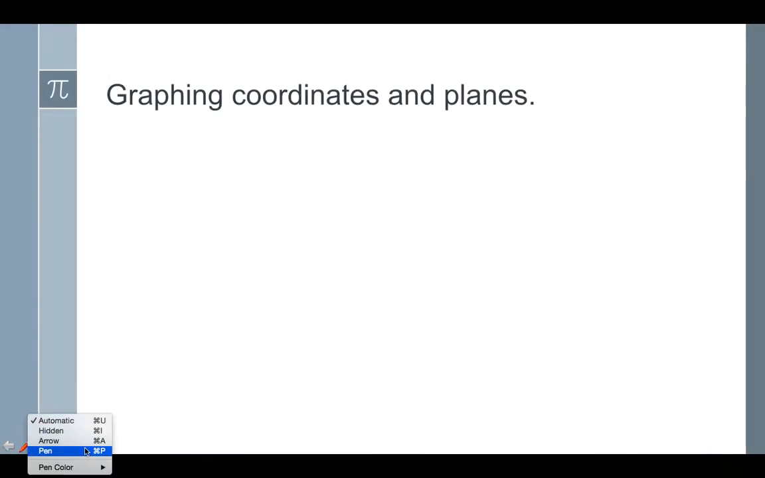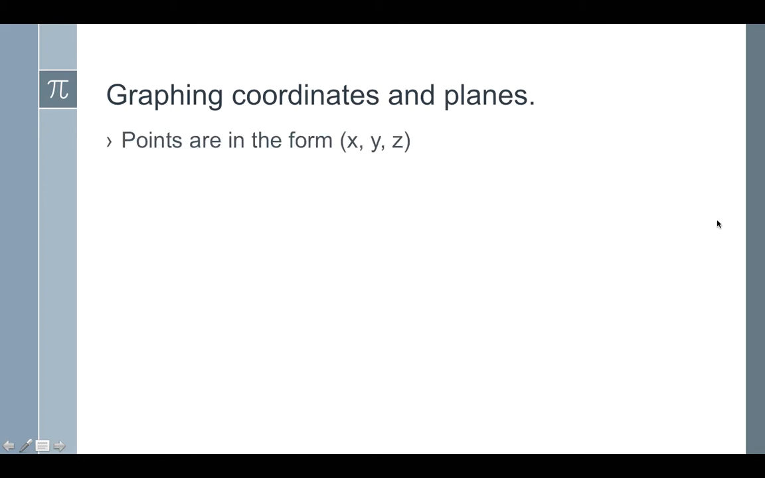Graphing coordinates and planes. So if I was to give you a coordinate, points are in the form x, y, z. We're going to go in the x direction, the y direction, and the z direction. If you were to graph the x, y, z space, what you might think of as the vertical is really the up and down axis. This is the z axis.